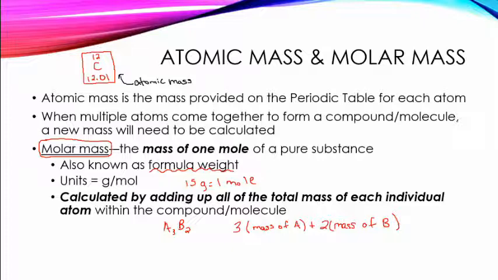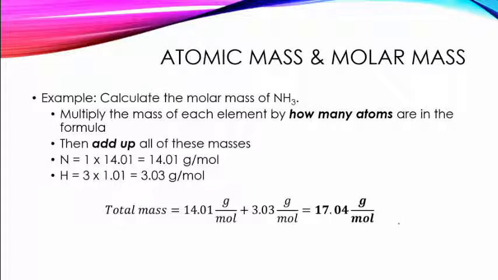So it's a common accumulation of all of the masses of all the atoms or elements within a compound. Okay, so here's an example. It says calculate the molar mass of ammonia, which is NH3. I'm going to multiply the mass of each element by how many are in the formula, and then I'm going to add up all the masses.